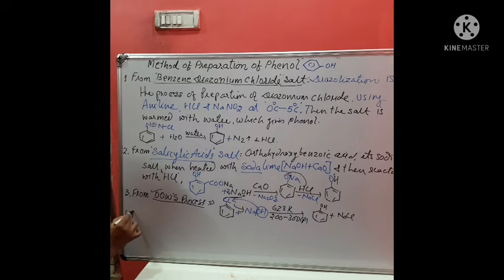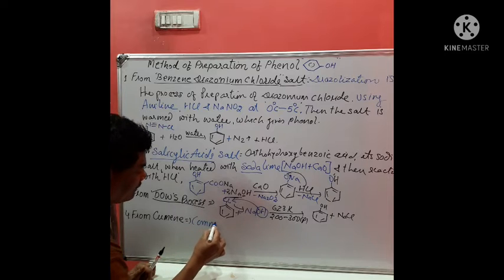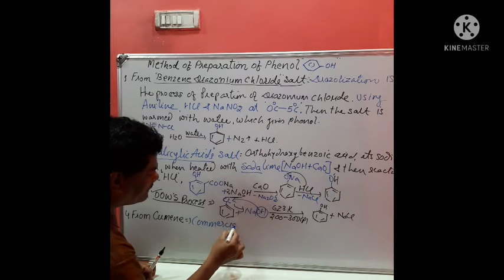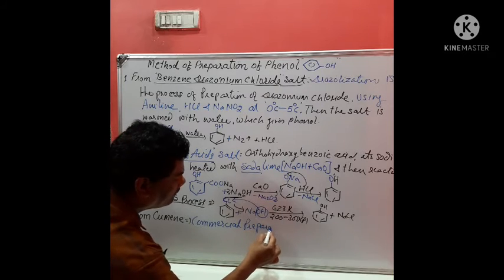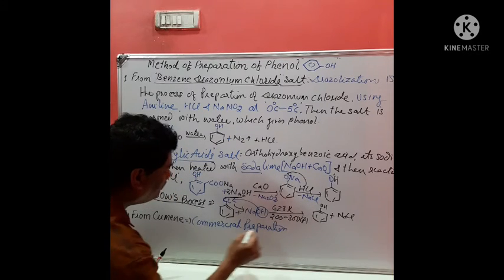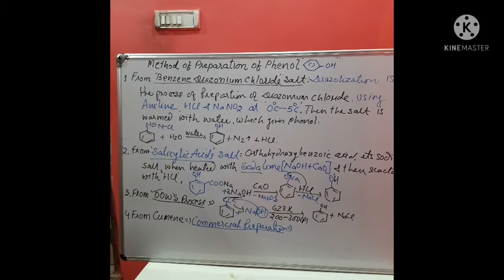Fourth one is from cumene. This is called what? Commercial preparation of phenol. Commercial method, that is at very large scale. If we have to prepare phenol at large scale, then we use this reaction. But very first we have to find what is cumene.